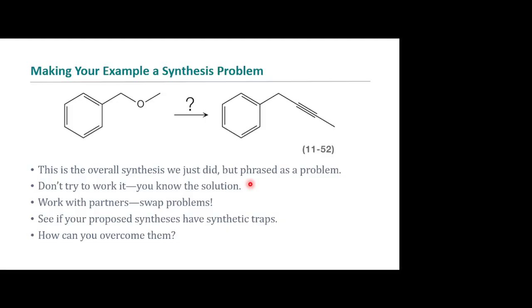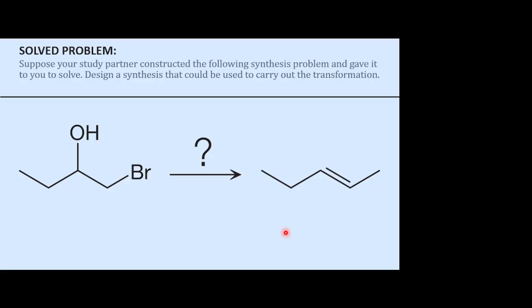You can work this with partners where you swap problems and say, I think this could happen, you think that. Okay. See if your proposed synthesis has synthetic traps, and then how do you overcome those synthetic traps? Can you do something to remove the synthetic traps, or can you use a different mechanism? So suppose your study partner constructed the following synthesis problem and gave it to you to solve: design a synthesis that could be used to carry out this transformation right here. So how could you do this transformation?